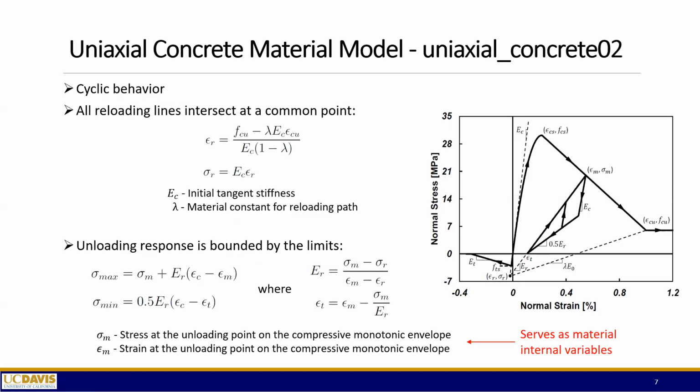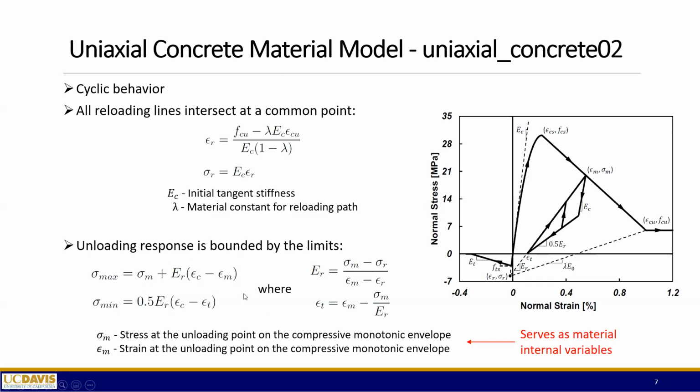So for the cyclic behavior, it is mainly defined by this parameter lambda. Here, it assumes that all reloading lines intersect at a common point. As indicated in this plot right here, no matter where you unload from this compressive envelope, you're assumed to come back to the same common point, which is defined by this epsilon r and sigma r here. So the unloading response is bounded by those two limits.